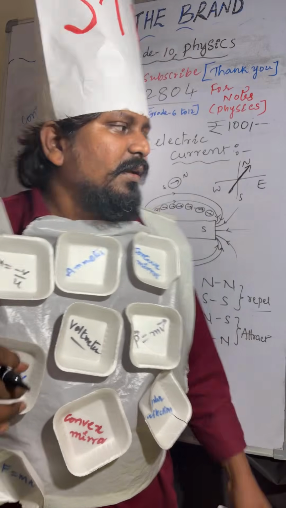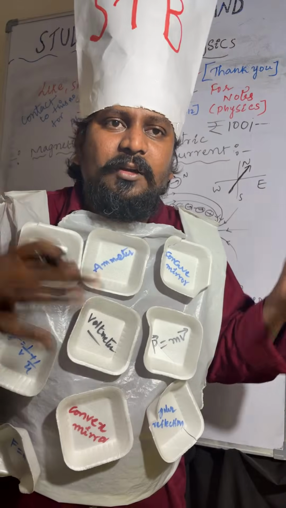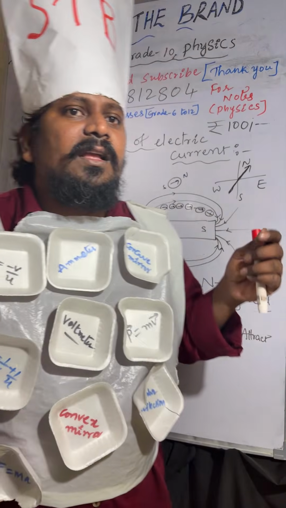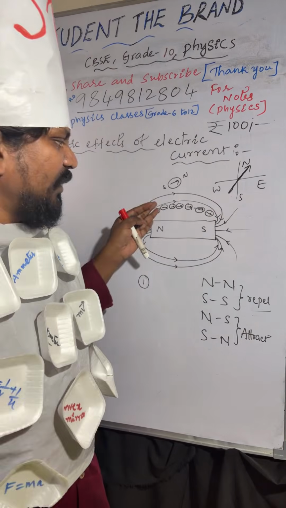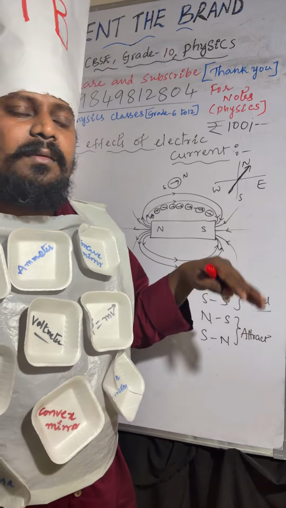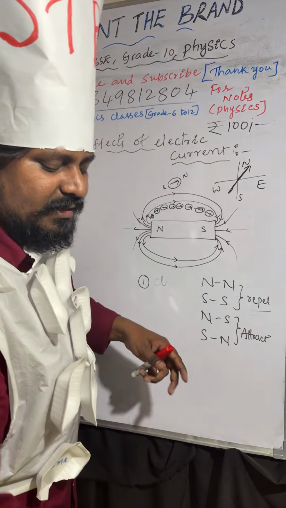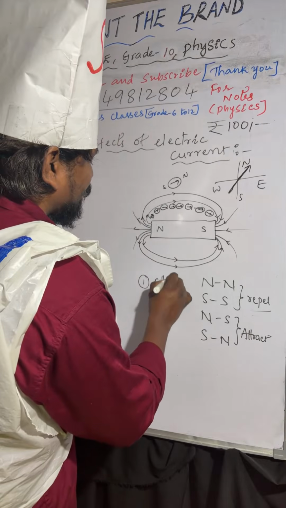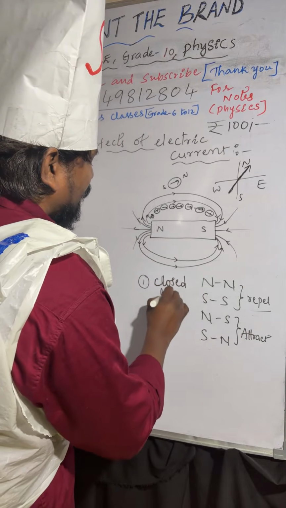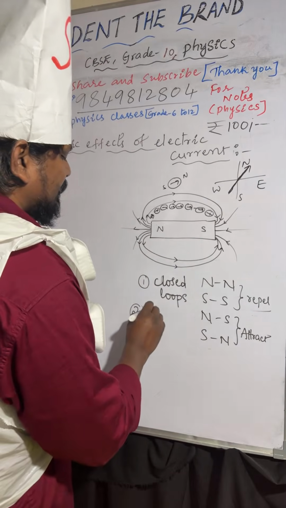Okay, so that is about the magnetic field. Coming to properties, once again I will explain. The first one: magnetic field lines are closed loops. These lines never intersect.